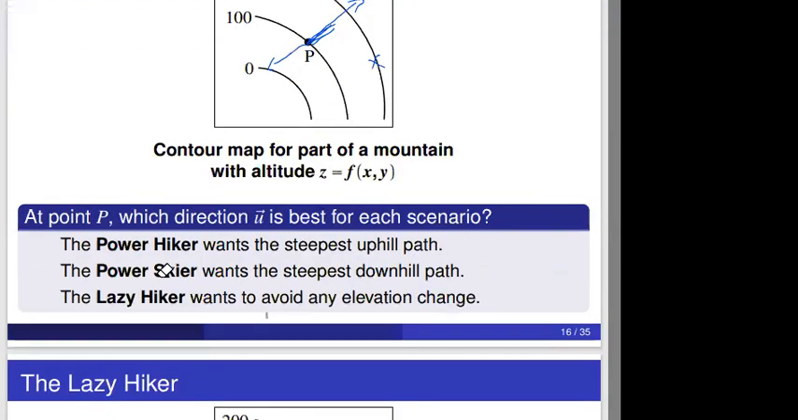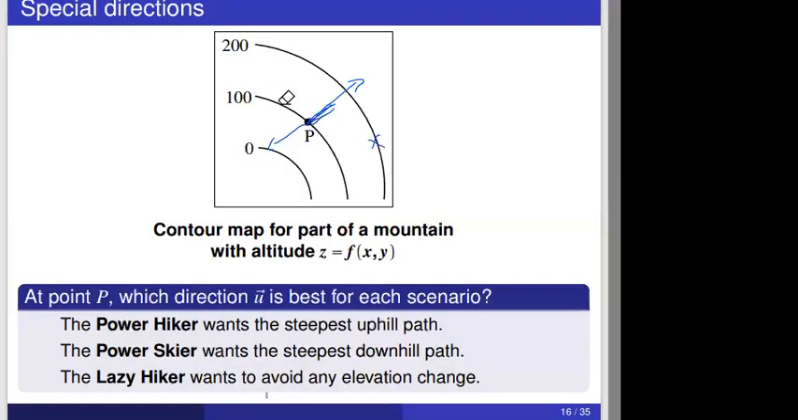Got it? So the power hiker wants the steepest uphill path. The power skier wants the steepest downhill path. The lazy hiker will take this contour, this level curve. He will move along this level curve. The height does not change.